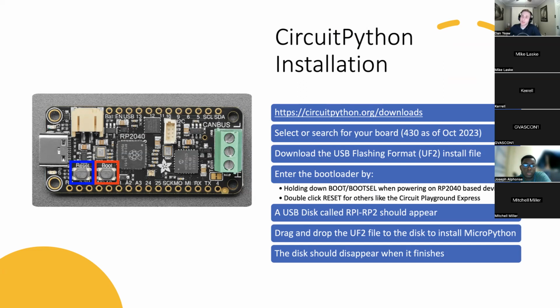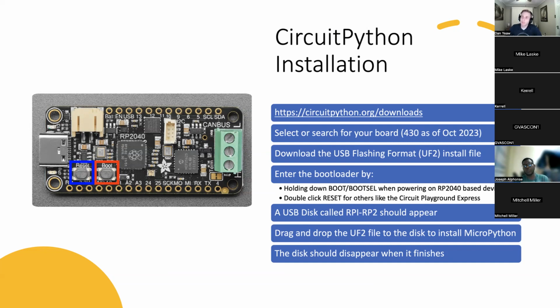Okay, so how do you install CircuitPython? You can go to circuitpython.org/downloads, and you want to select or search for your board. There are 430 boards that it supports right now that you can download for. You actually download in this USB flashing format with the extension UF2. It's originally from Microsoft, who created this flashing format. It's like an installer packaged together. And if you drag it to a USB drive, it'll actually re-image the USB drive, which is pretty nice because you can just drag and drop things, which is awesome.